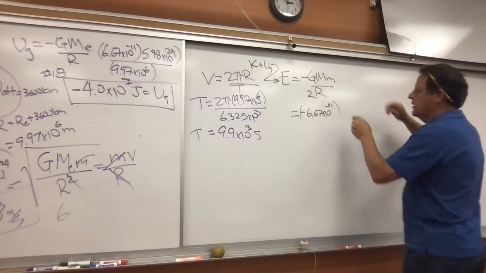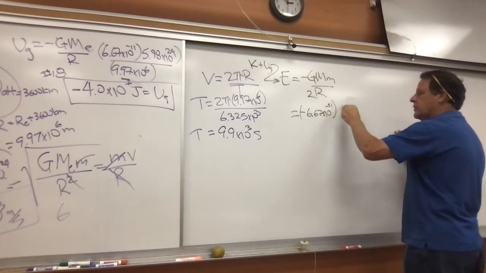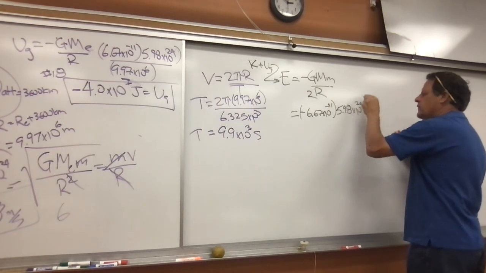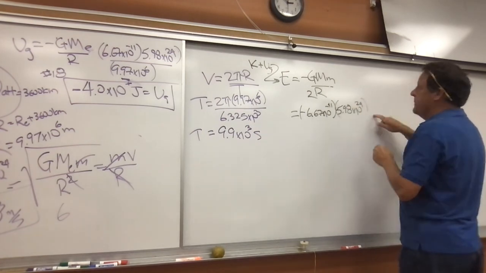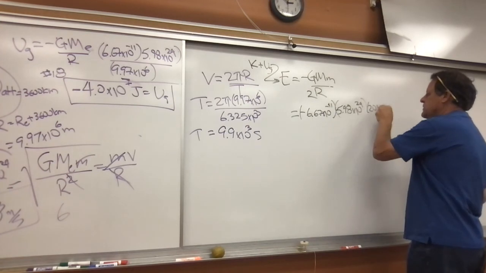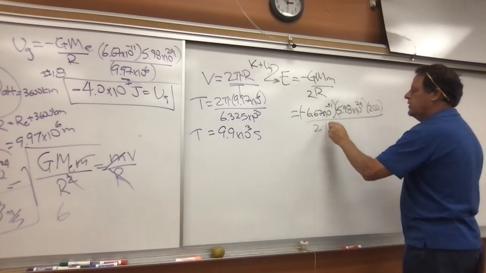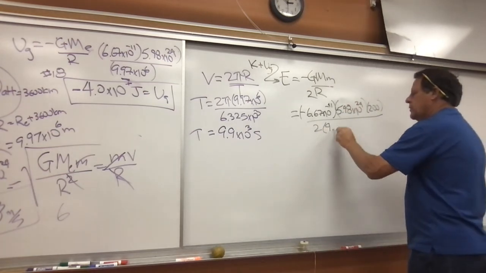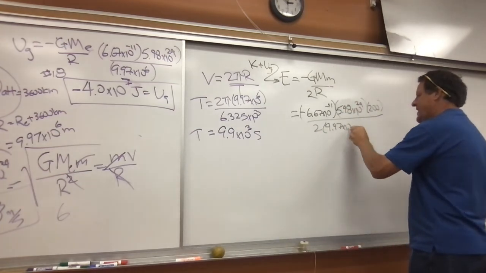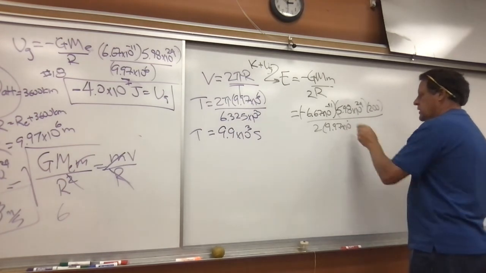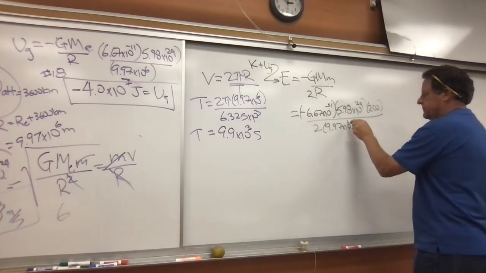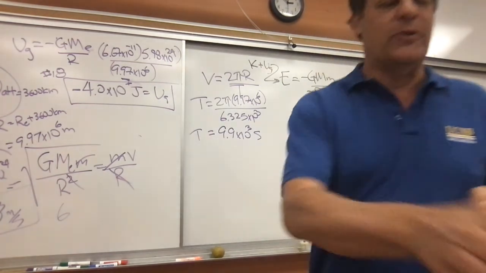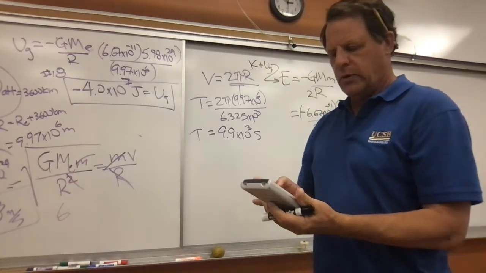Okay, so here is going to be the mass of the Earth, 5.98 times 10 to the 24th. The mass of the satellite is 200, and 2 times that radius, which was 9.97 times 10 to the 6th. And that is going to give us an answer.